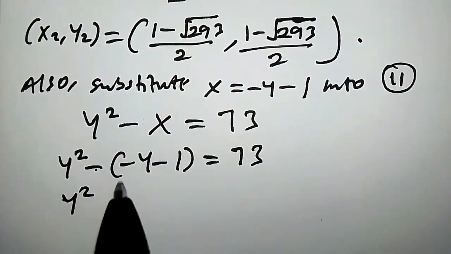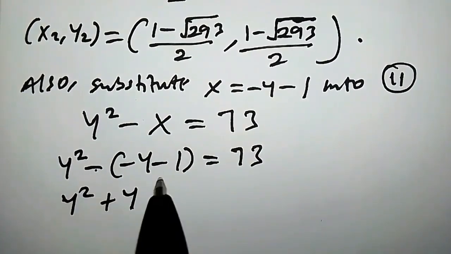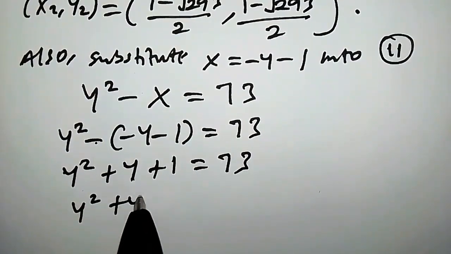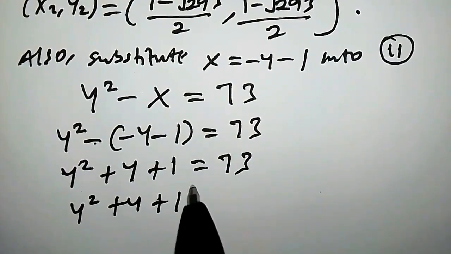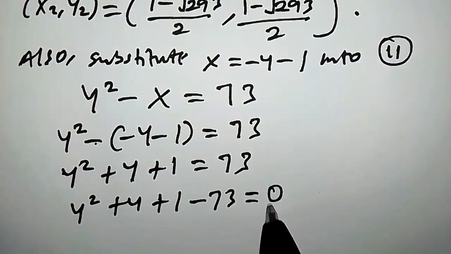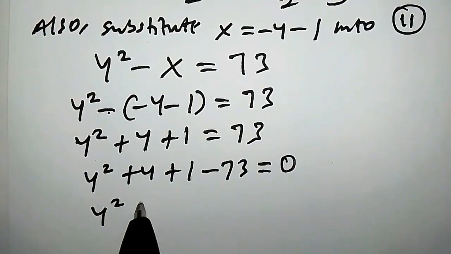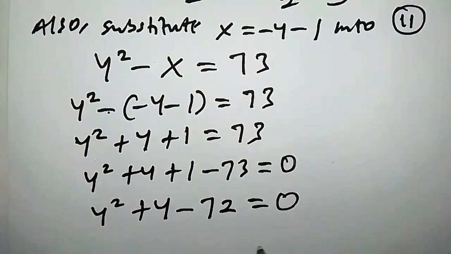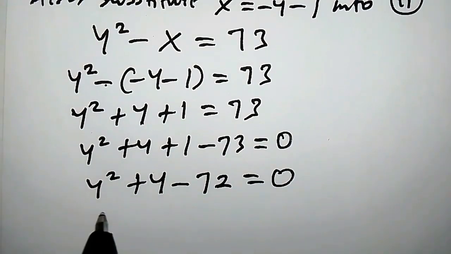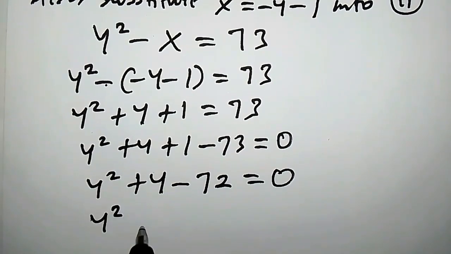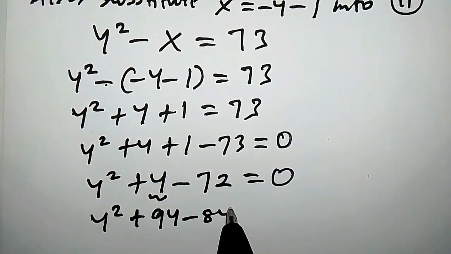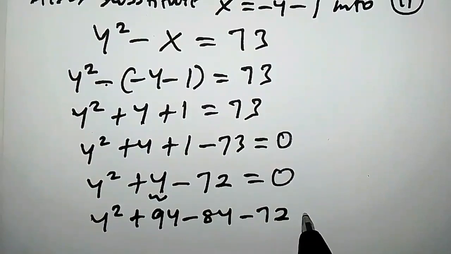y squared, minus times minus y, that is plus y, minus times minus 1, that is plus 1, equal to 73. y squared plus y plus 1. When this 73 comes over, we have minus 73 equal to 0. So y squared plus y, 1 minus 73, that is minus 72, equal to 0. You will observe that this quadratic equation is factorizable. So let's factorize it. y squared plus y could be written as y squared plus 9y minus 8y minus 72 equal to 0.